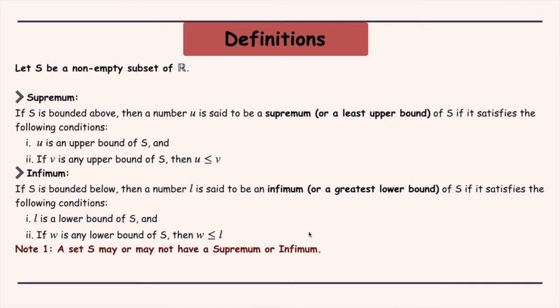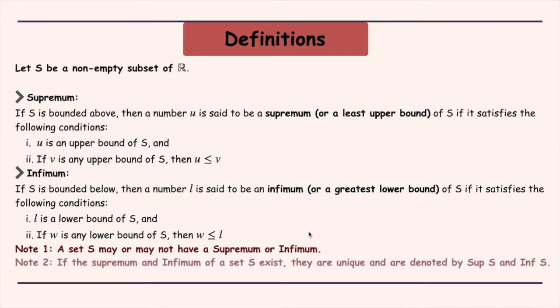And we have some notes to make here. The first point is that a set S may or may not have a supremum or an infimum. If the set is not bounded above or not bounded below, we may have a situation where it does not have a supremum or an infimum. The second point is that if the supremum and infimum of the set S exist, then they have to be unique, and we denote them by sup S and inf S. So whenever they exist, they exist uniquely.